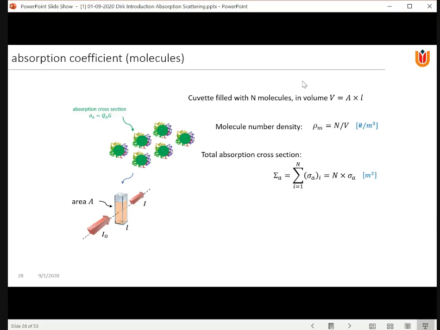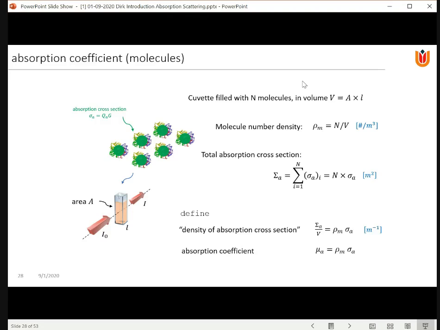We also had that the total absorption cross-section was equal to the sum of the individual cross-sections. So we can write a sum that iterates over all the molecules in the volume. And in this case, when they were identical, we could just replace that with n times the cross-section of an individual molecule.